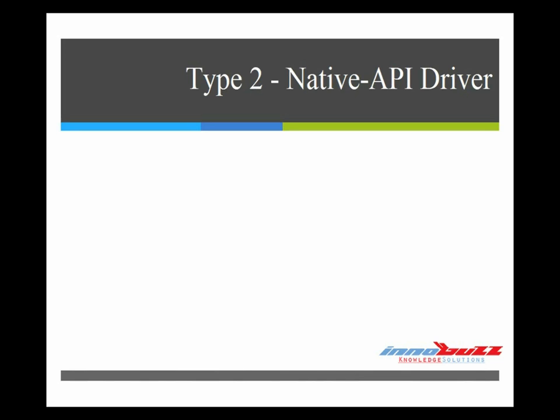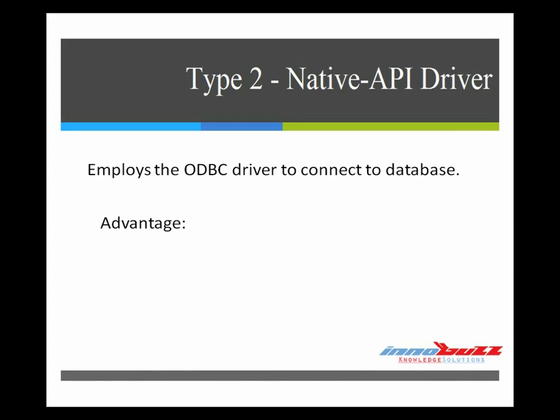Type 2. The native API driver. This driver uses the client-side libraries of the database. The driver converts the JDBC methods into native calls of the database API. We will use this one. The advantage of it is that it is faster than type 1. The disadvantages of it are that it doesn't support all databases. The driver library needs to be installed on the client, and it is platform dependent.